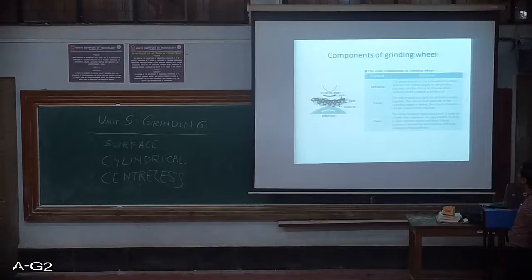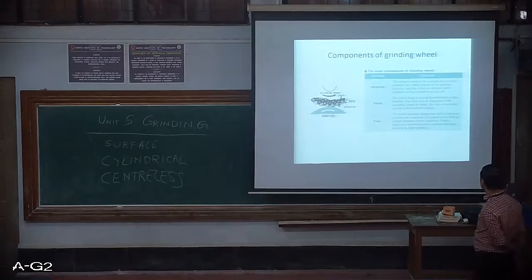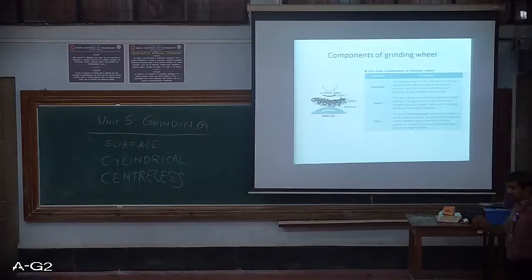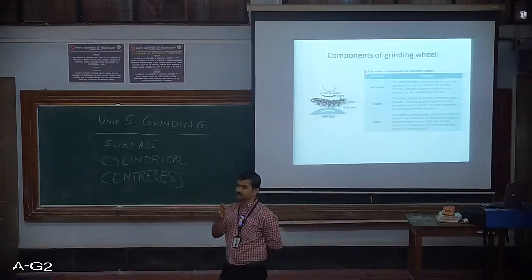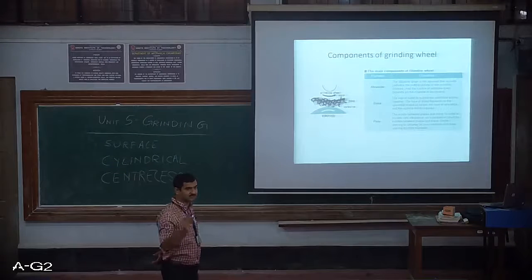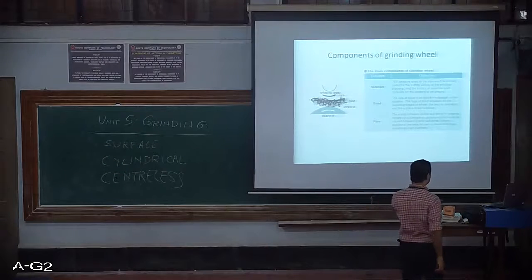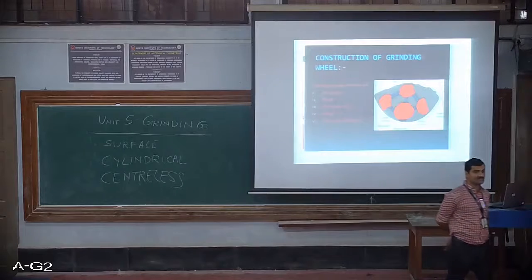Then again here the pore can be classified based on dense spacing or open spacing. Dense spacing means the abrasives are placed very close to each other, the gap is very less, and open spacing is they are placed a little far apart. That is the concept. This is about the components of a grinding wheel.